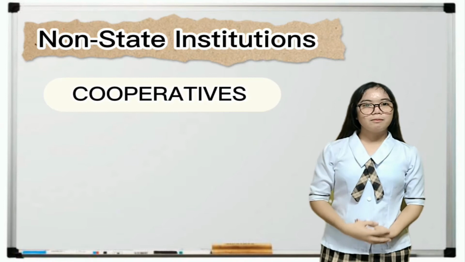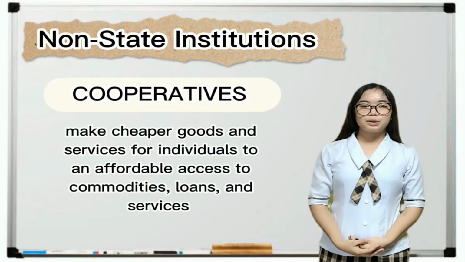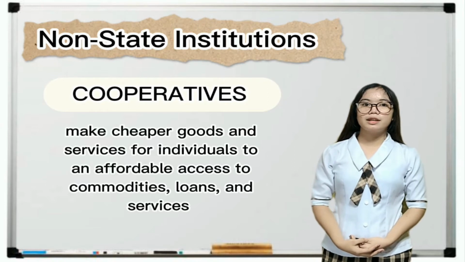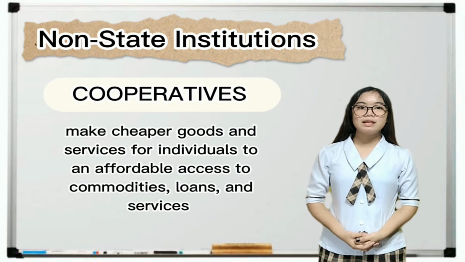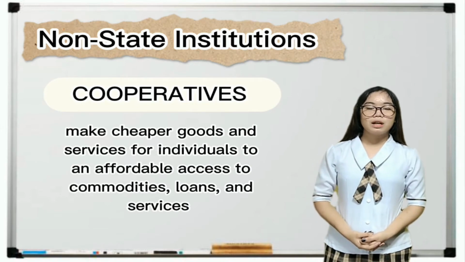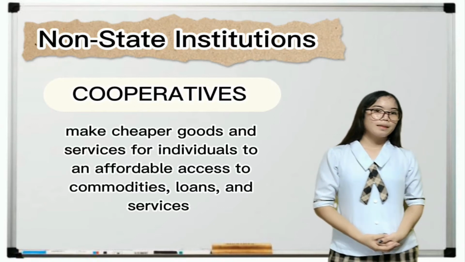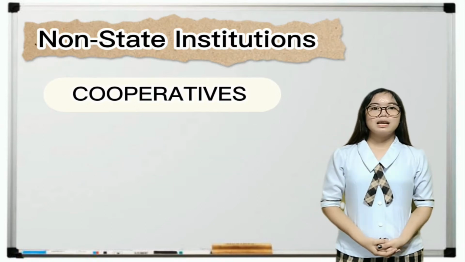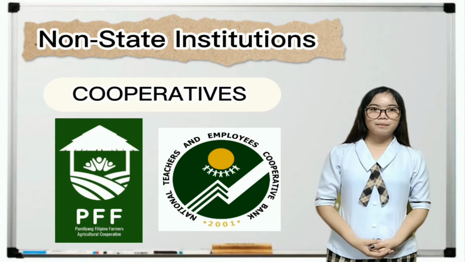Cooperatives are made up of people with common interests who agree to work together. They are created to empower one another with minimum help from the government. They make cheaper goods and services for individuals, for affordable access to commodities, loans, and services. Examples of cooperatives are farmer cooperatives and teacher cooperatives.